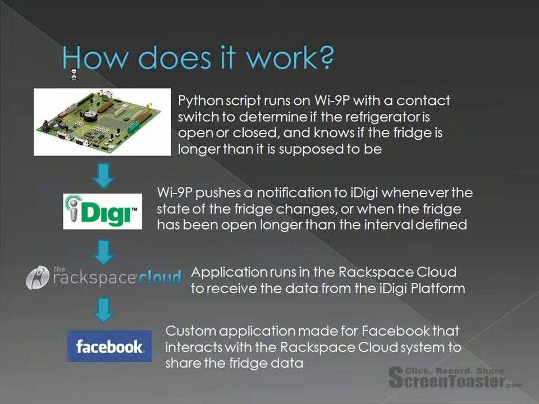The next level to Fridge Saver is iDigi. Whenever the Y9P notices the fridge state change from open to closed or vice versa, or when the alarm interval is exceeded, it will push this information up to iDigi. Next, we have an application that is running in the Rackspace Cloud. This is just like a Java web app that's communicating with the iDigi platform to retrieve the Fridge Saver information. So this application will be aware of when the fridge is open, when it's closed, and the alarms that are pushed up by the Y9P as well.